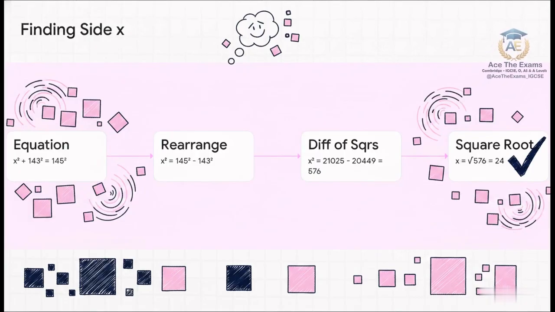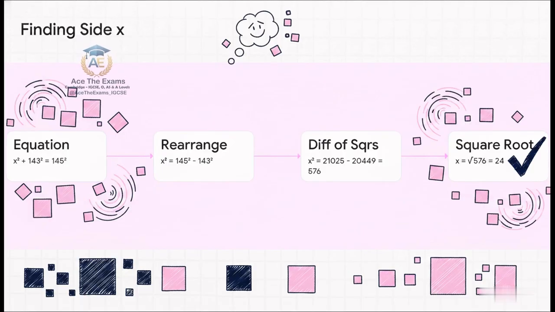Step 1, we set it up. x squared plus 143 squared equals 145 squared. Step 2, we rearrange to isolate our unknown. So x squared equals 145 squared minus 143 squared. Step 3, we calculate the difference of those squares.